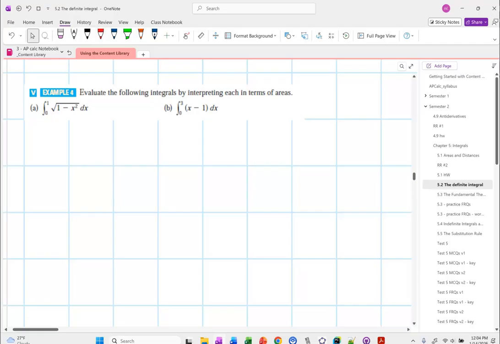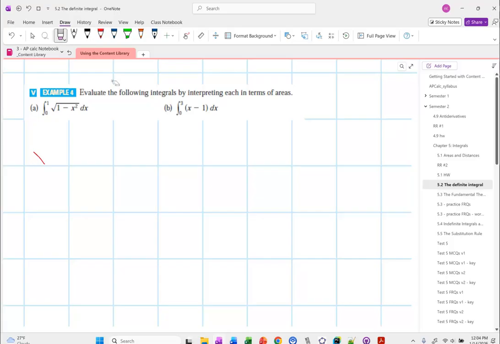So here it's asking us to evaluate these integrals by, instead of thinking about it as a limit, to use the area under the curve. So when you see the function square root 1 minus x squared, what is the picture of that in your head?